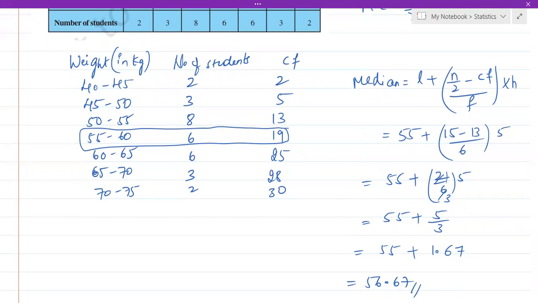In the next video, we'll be starting with ogive curves, which is a graphical method to find the median. This graphical method of finding the median is a very, very important question from the exam point of view, and you will get it for 3 marks. So let's discuss ogive curves in the next video.